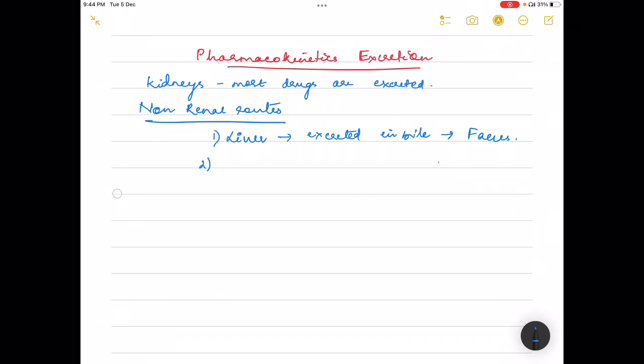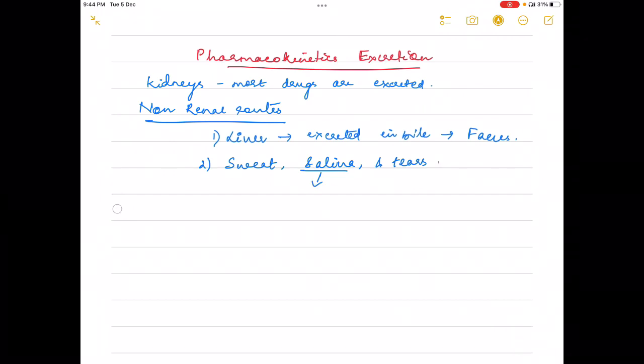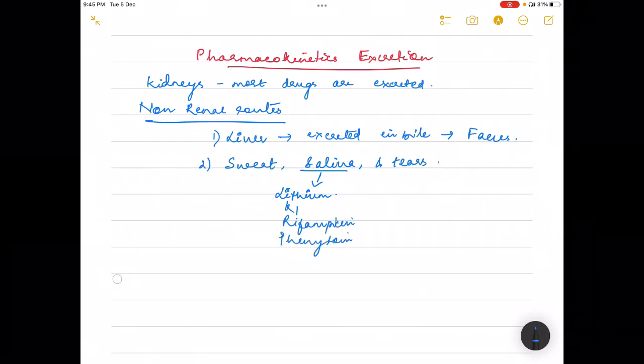Second, the drugs can be excreted through sweat, saliva, and tears. Through saliva, there are certain drugs which are secreted. They are lithium, potassium iodide, rifampicin, phenytoin. Lithium is a drug that undergoes excretion through all three, that is, sweat, saliva, as well as tears.